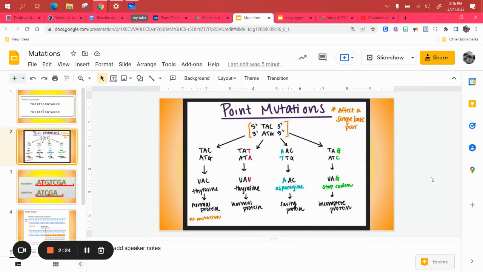Now, not all of these substitutions are going to be detected. Sometimes the substitution results in the same amino acid, which is going to make the protein normal. Sometimes the substitution might change it to a different amino acid, but that amino acid is pretty similar to the original, so you might have a faulty protein, or you could have one that results in a stop codon and then your protein is incomplete.